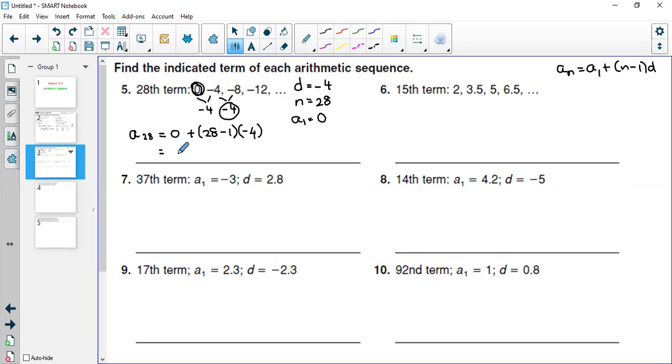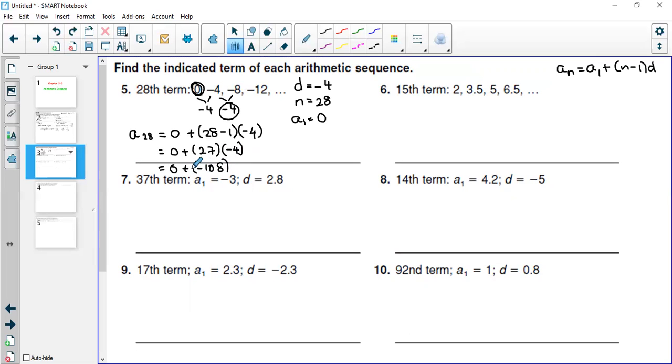You have to solve this. First solve what's inside the parenthesis. If you do not follow the order of operations, your answer will be wrong. So 28 minus 1 would give you 27, then negative 4. Next, multiply both of them. Negative 4 multiplied by 27 would give you a negative, because you're multiplying with a negative number. So that would give you negative 108.